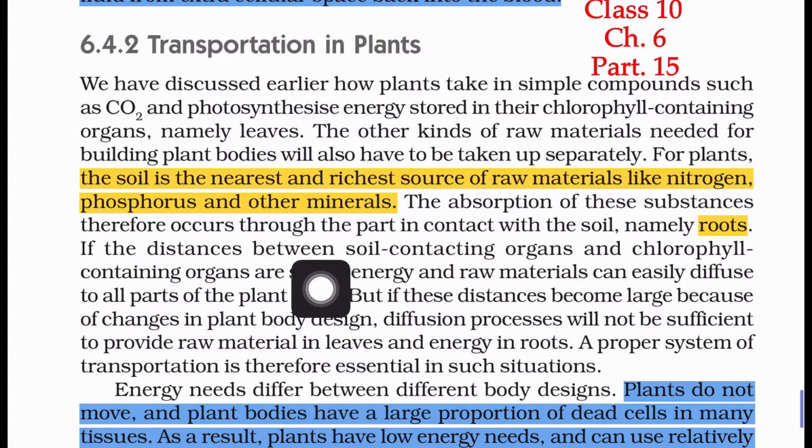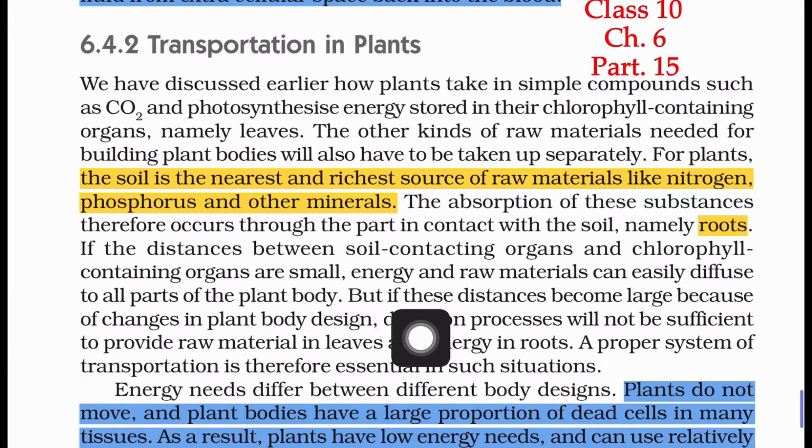If the distances between soil containing organs and chlorophyll containing organs are small, energy and raw materials can easily diffuse to all parts of the plant body. That means if the plant or tree is small in size, then the distance between the leaves and the roots will be minimum. In that case, the minerals and all the materials will be transported to all the body parts through the diffusion process.